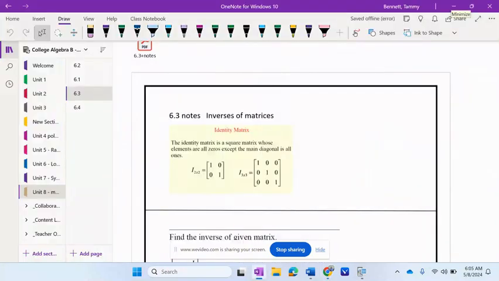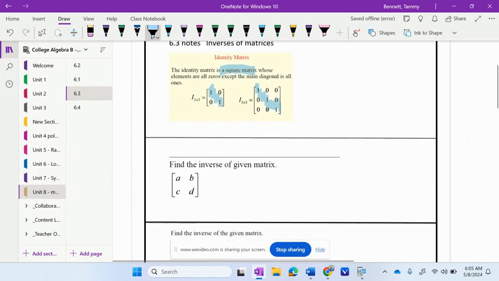To know if a matrix is an identity matrix, first it has to be a square matrix. And it has to have a diagonal of ones. This is a must-do for the identity matrix.